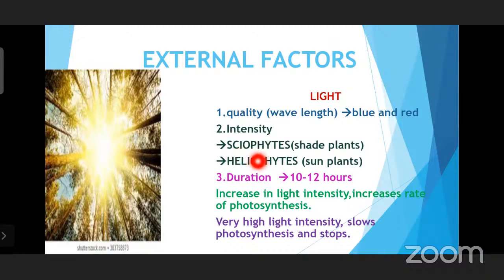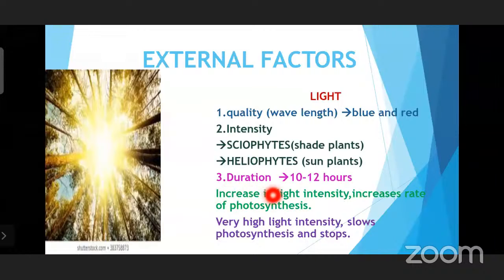Intensity. Intensity means if light is more or less. Some of the plants survive in shade; they are called sciophytes, and some are sun plants. They require more and more sun, so they are heliophytes. So intensity of light is also important. Duration. The light must be made available at least 10 to 12 hours for photosynthesis to be at the maximum. So the duration, the availability of light, is also very important. 10 to 12 hours of light.